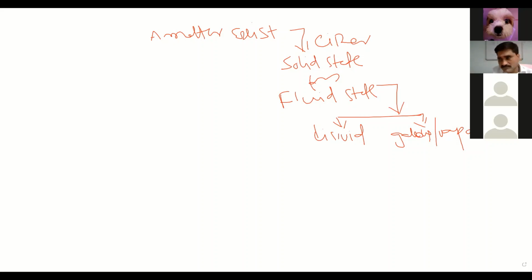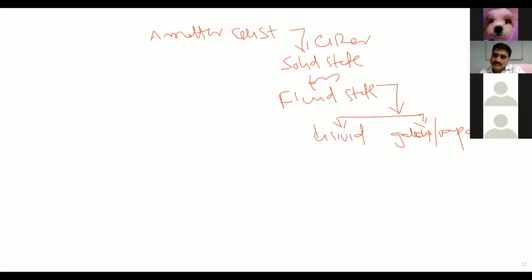Yes, sir. The molecules in solids are closely packed, and in liquids the space is a little larger, and for gases the spaces between the molecules are even larger than liquids.